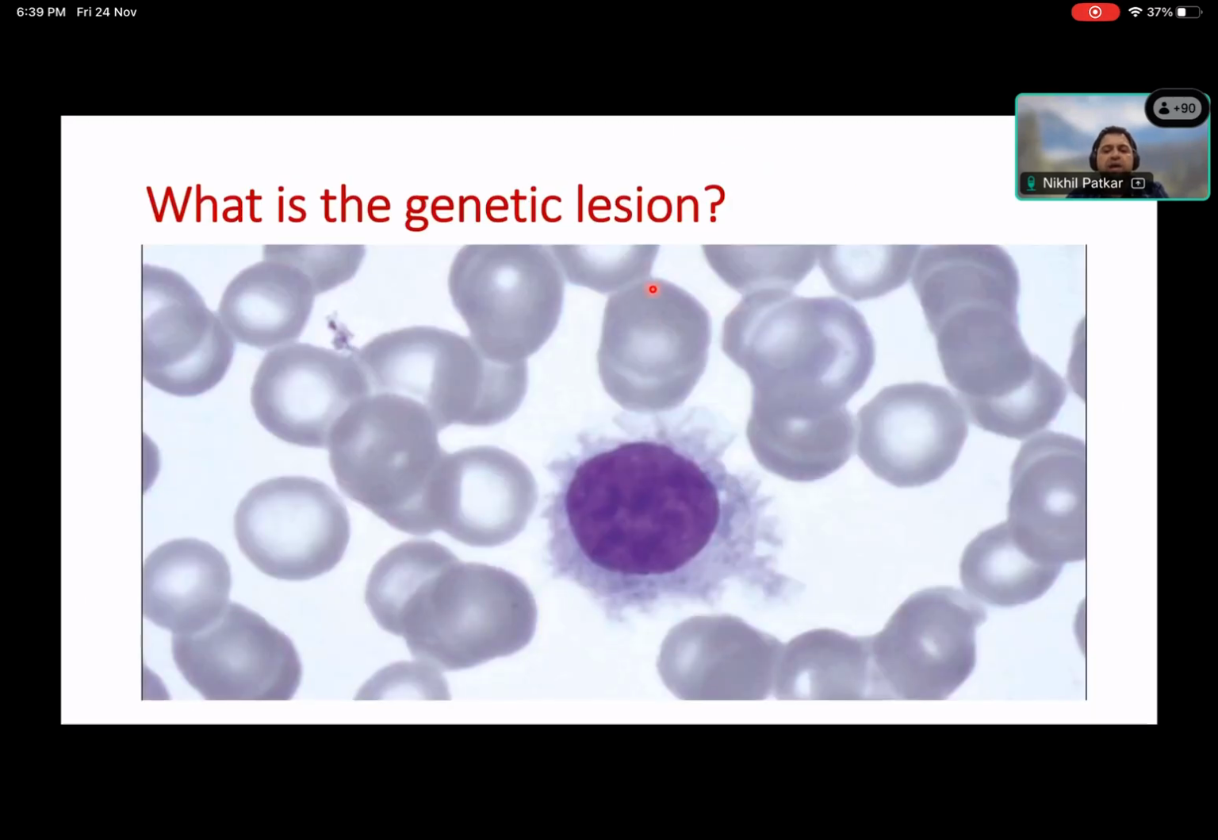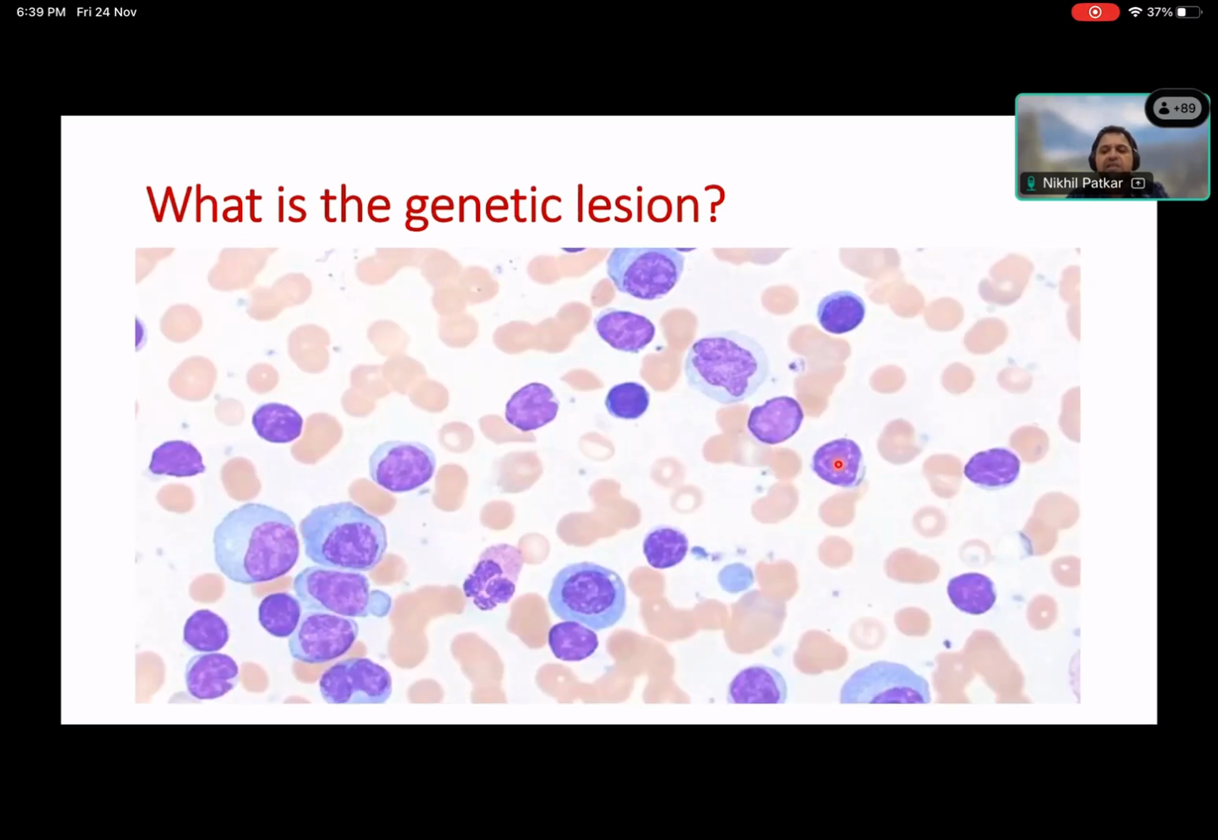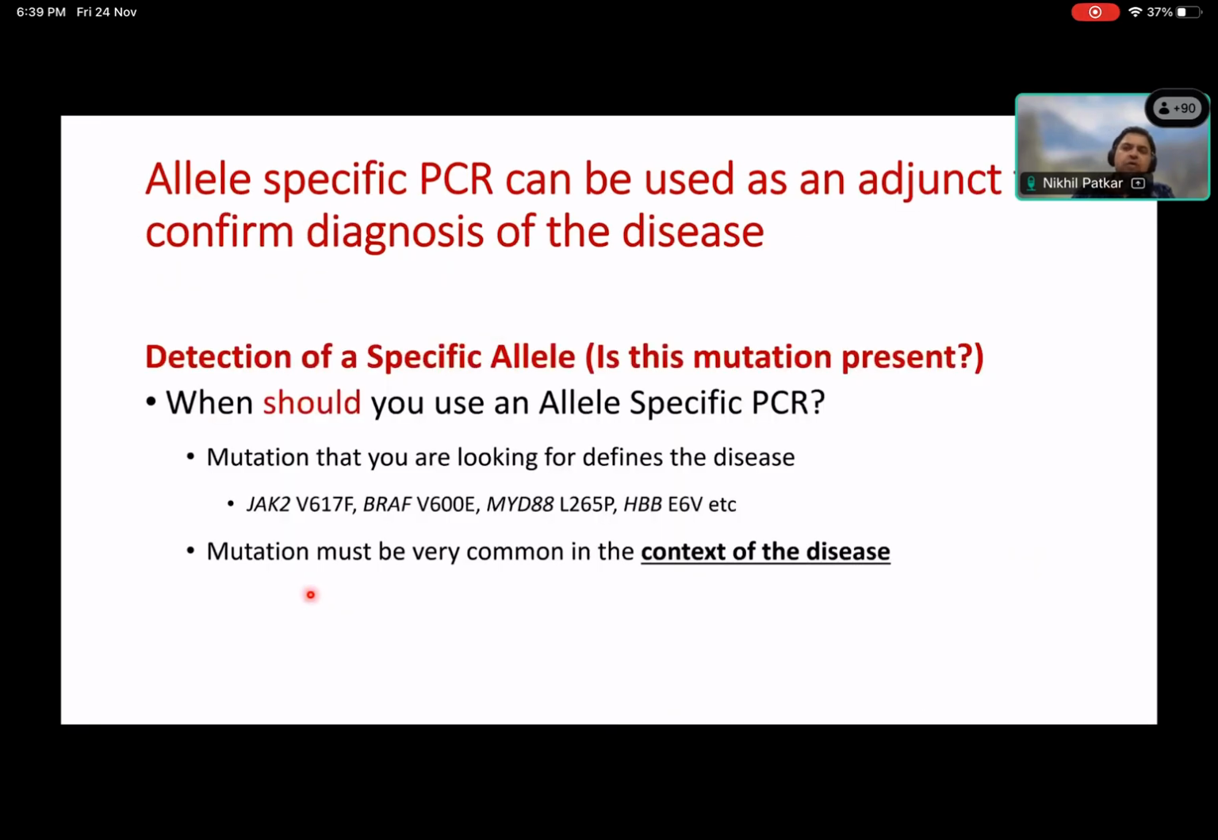Similarly, you have diseases such as this, which is the example of hairy cell leukemia, or this where you have plasma cells and lymphocytes as well as cells which are lymphoplasmacytic in nature, and this is an example of lymphoplasmacytic leukemia. So to diagnose entities where you can have a PCR to confirm the diagnosis of disease, this requires a specific type of PCR known as allele-specific PCR, which answers the question: is this mutation present or not?